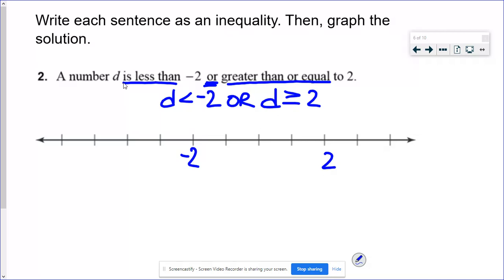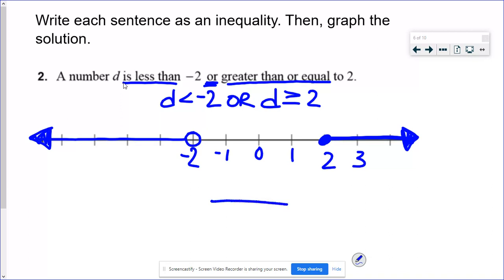So for the left part, D is less than -2. Less than just means an open circle, and we're going to the left. Greater than or equal to 2 means filled in circle at 2, and going this way. Now, if you have number lines that are all drawn and it's really going to bother you to not have them numbered, go ahead and number some more if you'd like. If I was just graphing this by hand, this is what my graph would look like. Here's -2, here's +2.